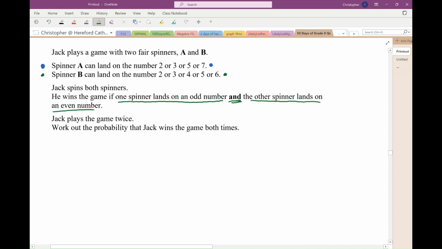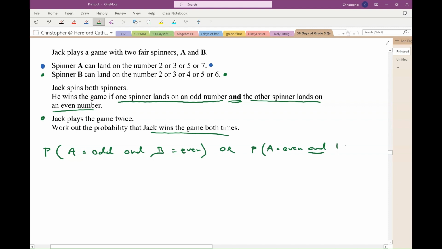Oh, I see. So you could have spinner A odd and spinner B even, or spinner A even and spinner B odd. He plays the game twice. Work out the probability that he wins both games. Well, let's just work out the probability of him winning one game, shall we? So if he's going to win one game, it's going to be the probability of A equals odd and B equals even, or the probability of it the other way around, A equals even and B equals odd.